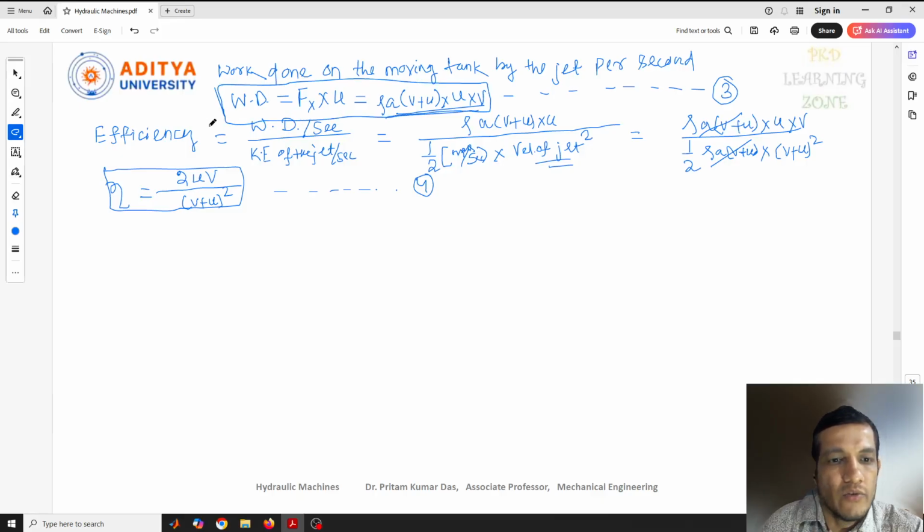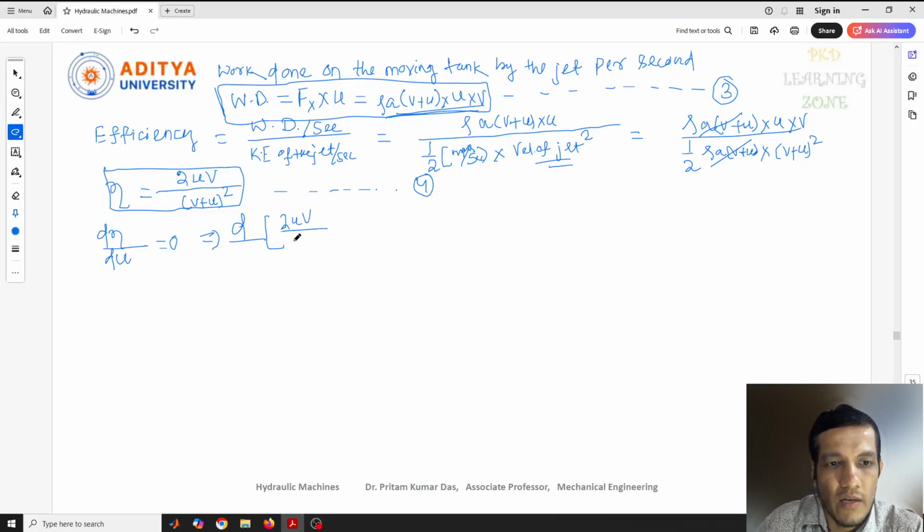Now we have another term: what is the condition for maximum efficiency, or what is the expression to find the maximum efficiency? For a given velocity V, the efficiency will be maximum when we take the derivative of this efficiency with respect to u equal to 0.